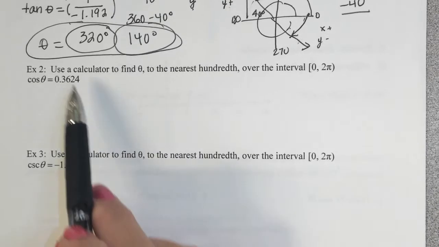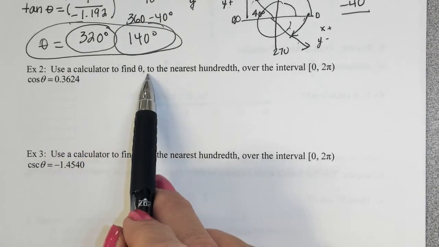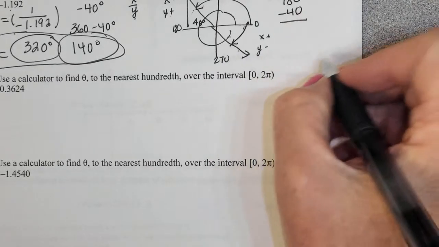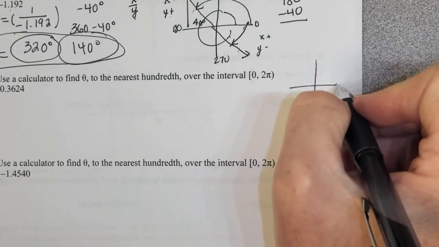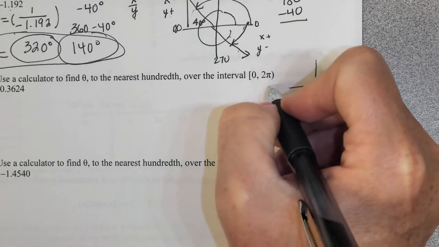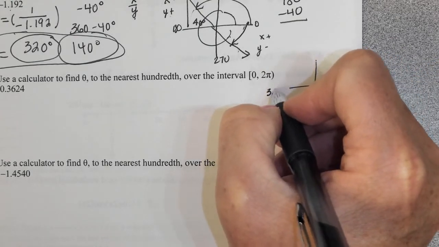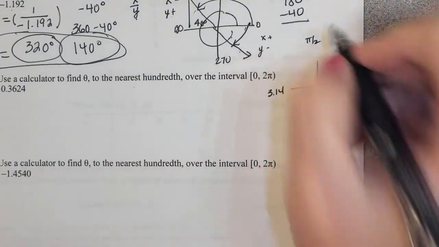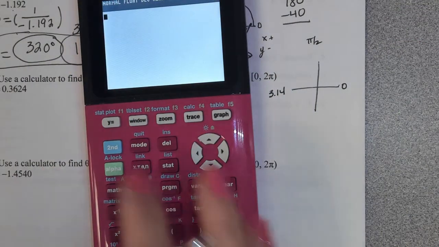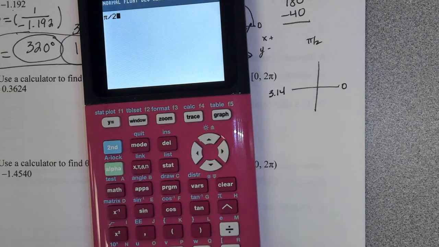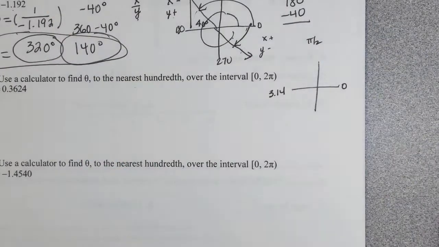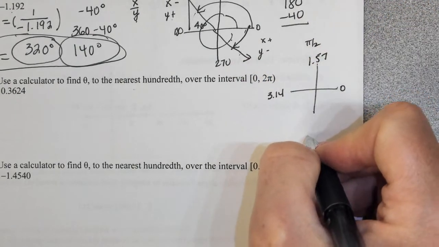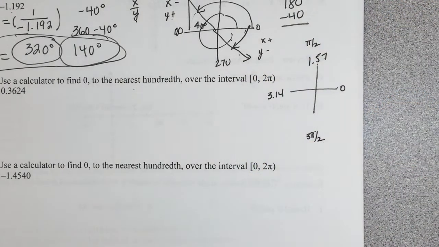All right. Use the calculator to find theta now to the nearest hundredth over the interval from 0 to 2 pi. Well, this is saying I can use 0. I can use pi, which is 3.14 to the nearest hundredth. Pi over 2. Well, if you don't know pi over 2, just get your calculator. What's pi over 2 as a decimal? 1.57. So this is 1.57. This is 3 pi over 2, but what's that?